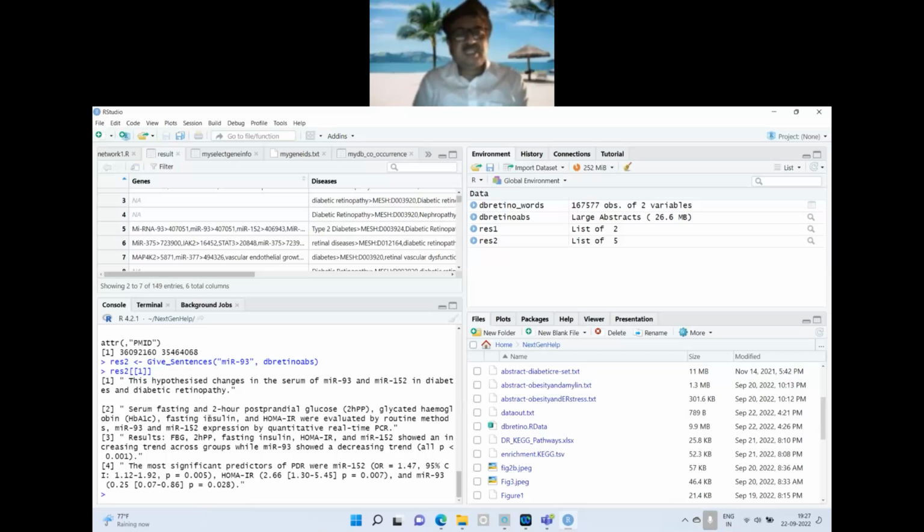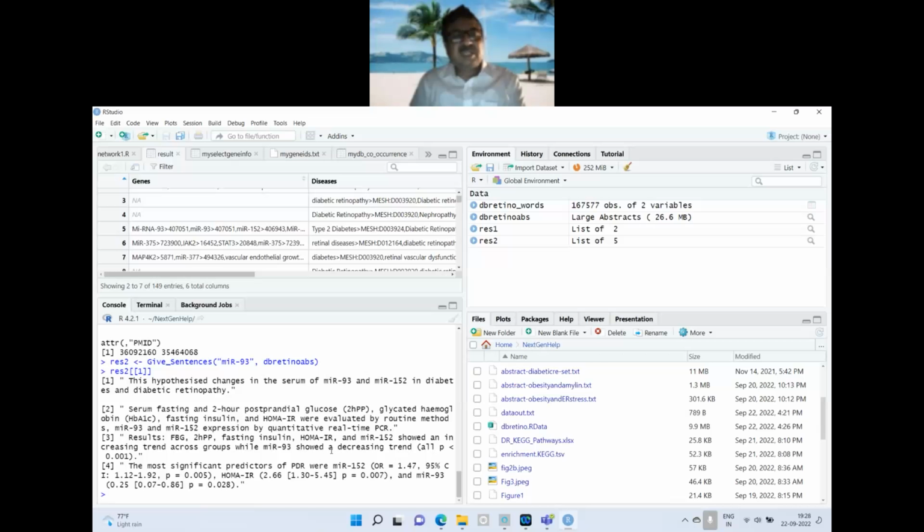So in the second sentence, we can see how the approach is described. Serum fasting and 2-hour postprandial glucose, fasting meaning the early morning after 12-hour fasting. Glycated hemoglobin, fasting insulin, and HOMA-IR were evaluated by routine methods. MIR 93 and MIR 152 expression by quantitative real-time PCR.